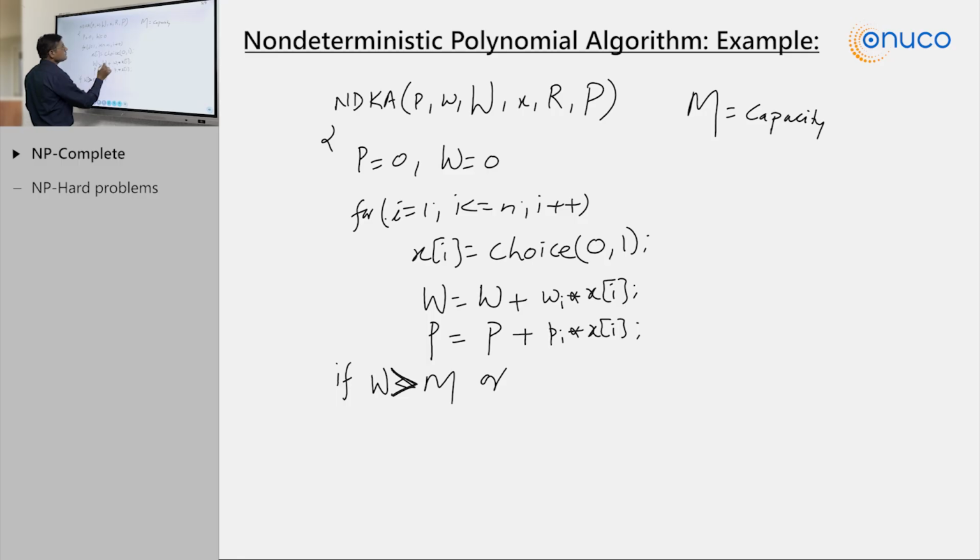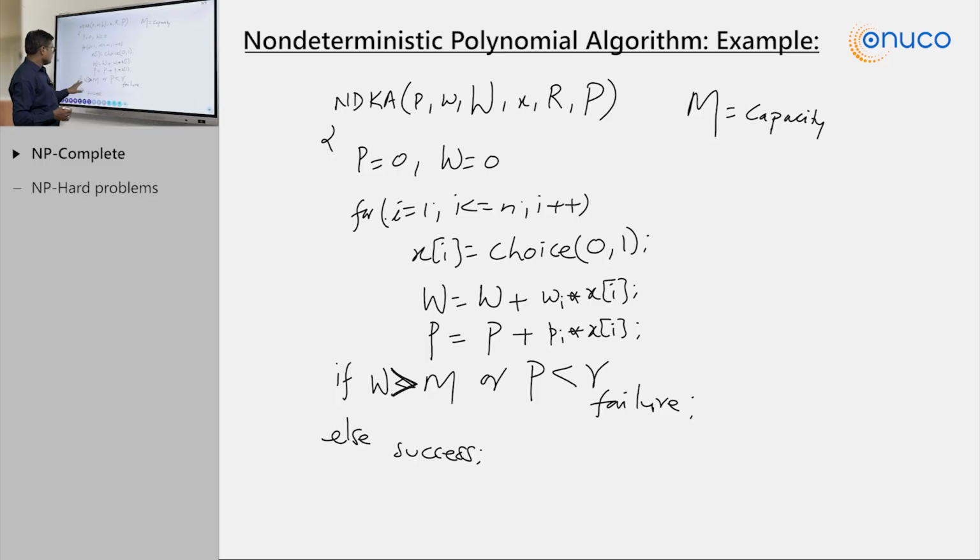Or R is the desired profit. But if P is lesser than R, that is, P is lesser than the desired profit, in either case we can say it is a failure case. Else, we can consider it a success.